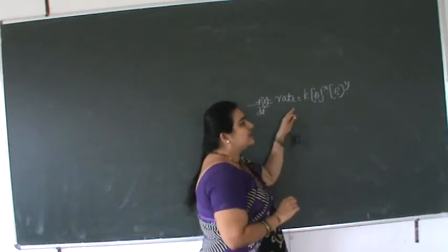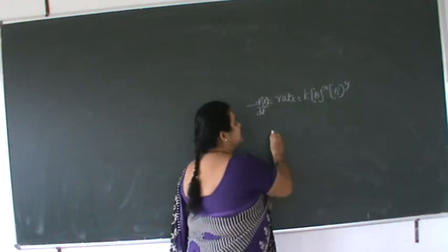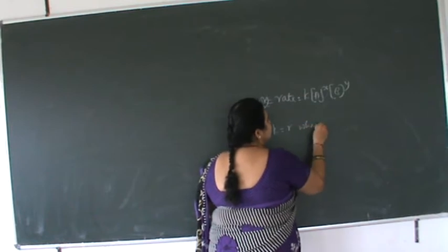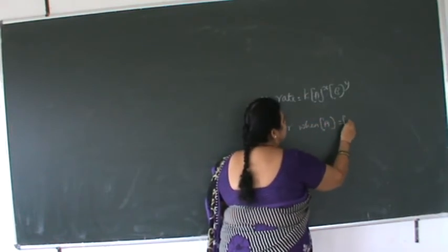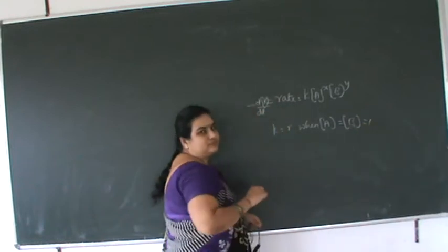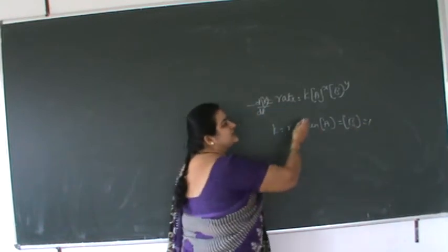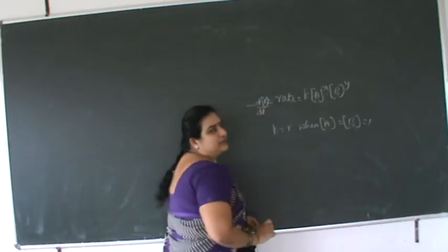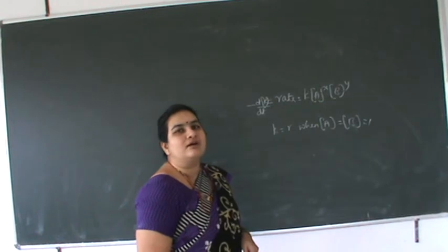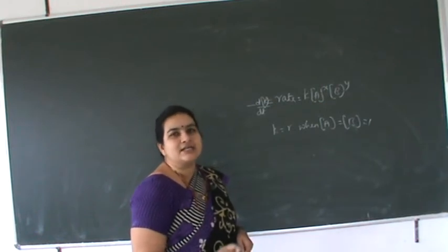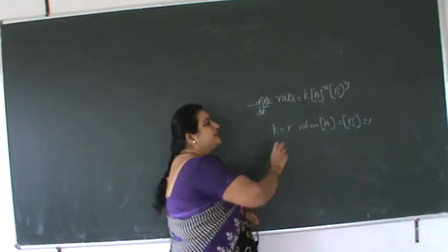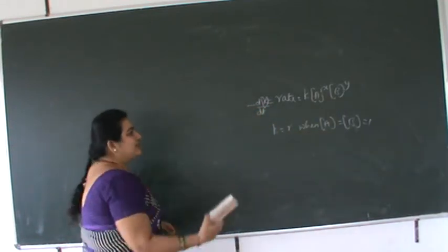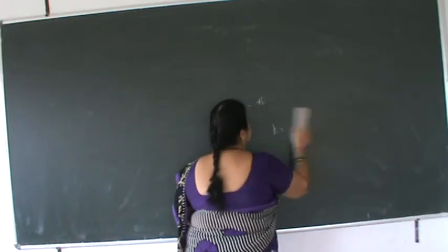In this rate law, the rate constant is the rate when the concentration of all the reactants is unity. Next, I discussed the order of the reaction. Order of the reaction is the sum of powers of the reactant terms in an experimentally determined rate law expression. Now next we will study the features of order of the reaction.